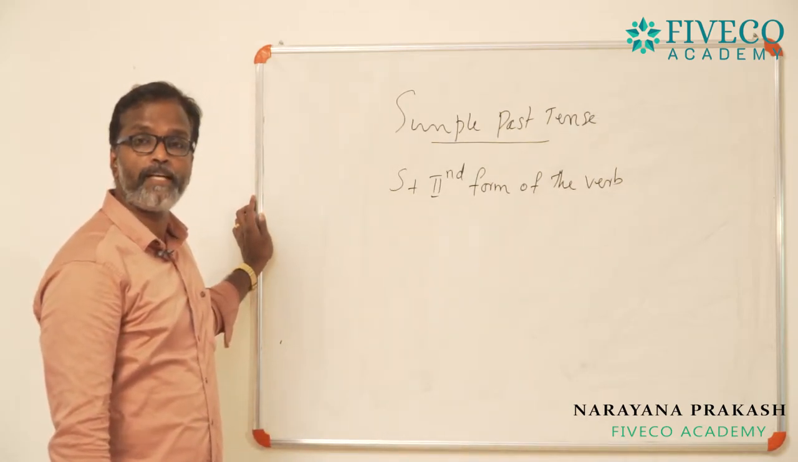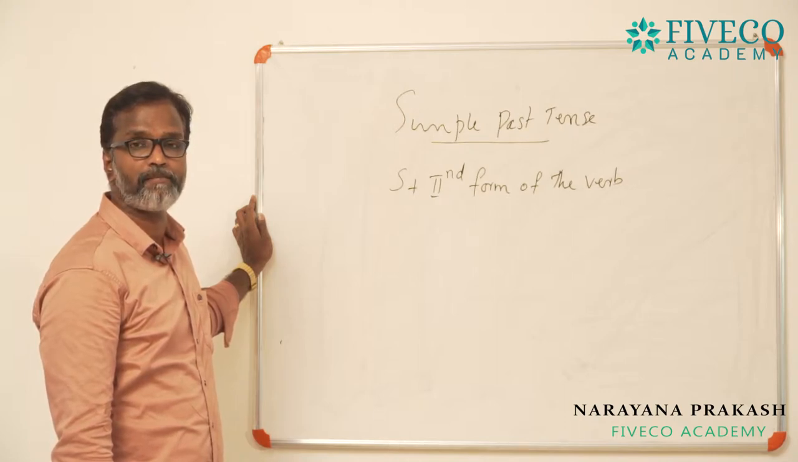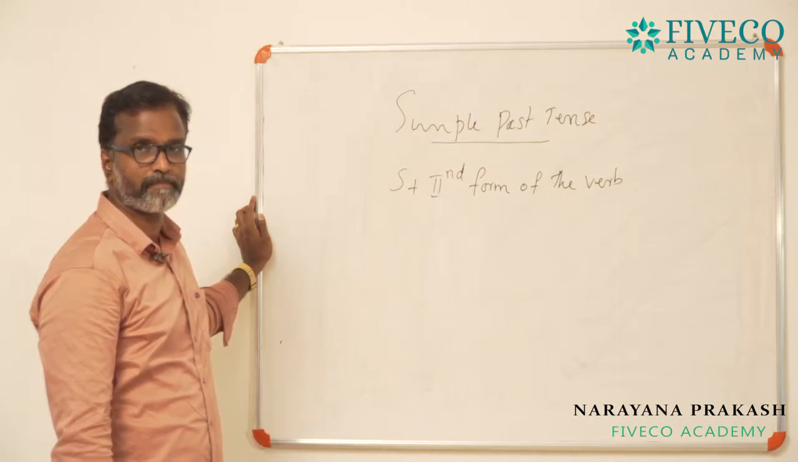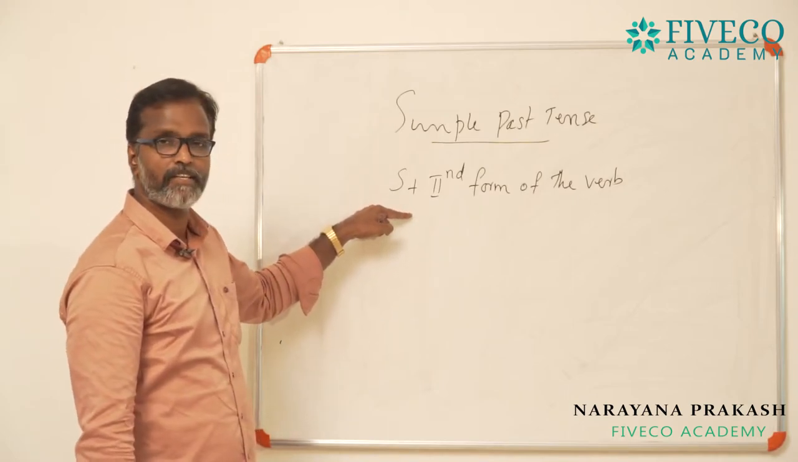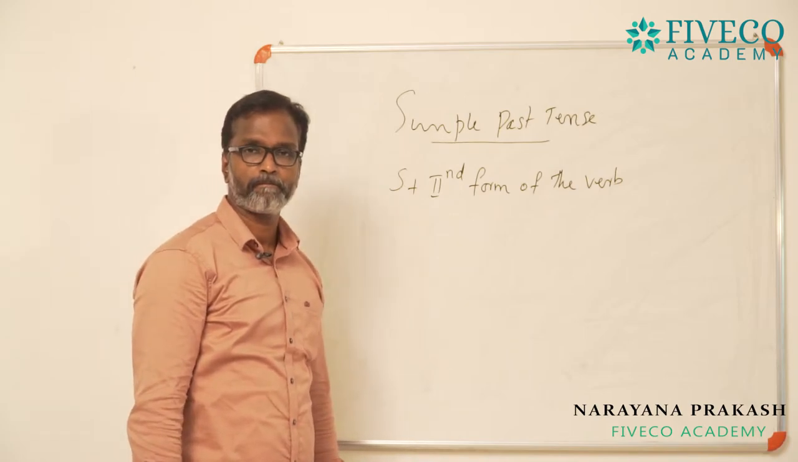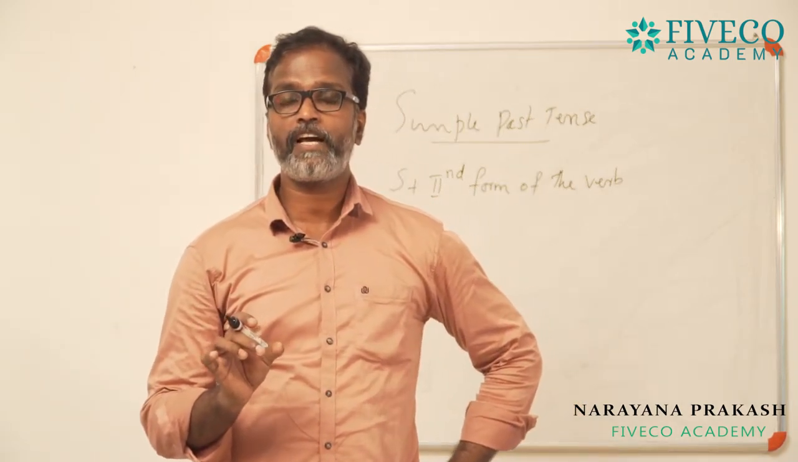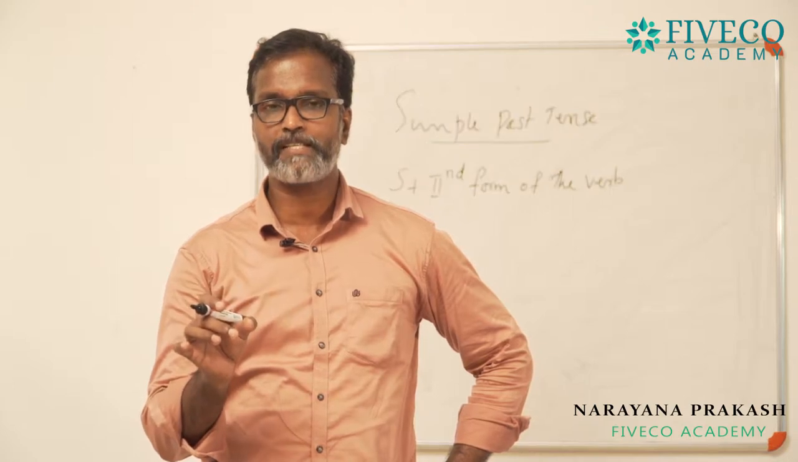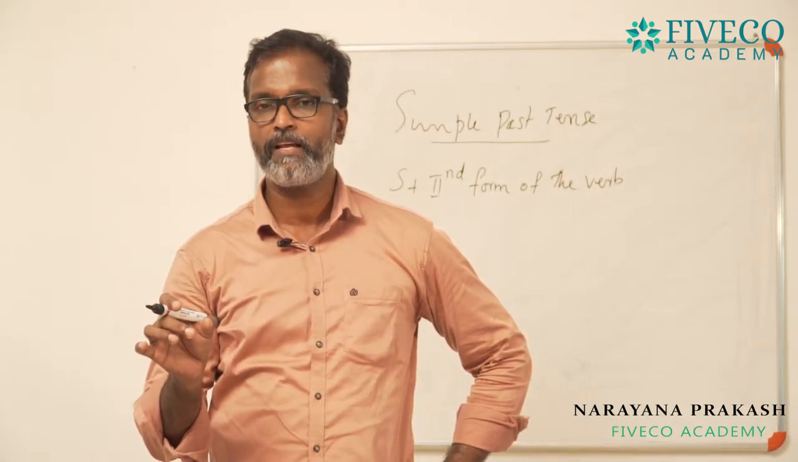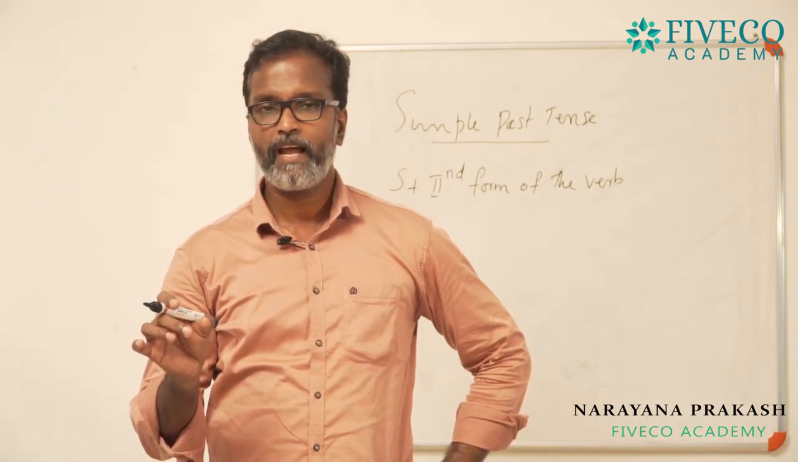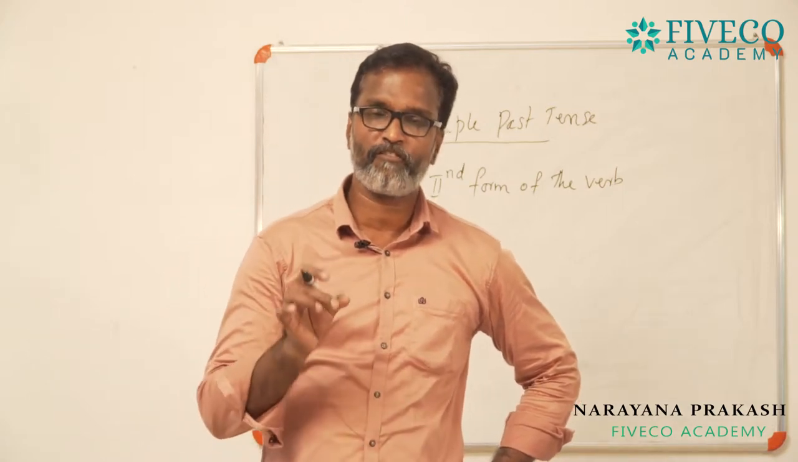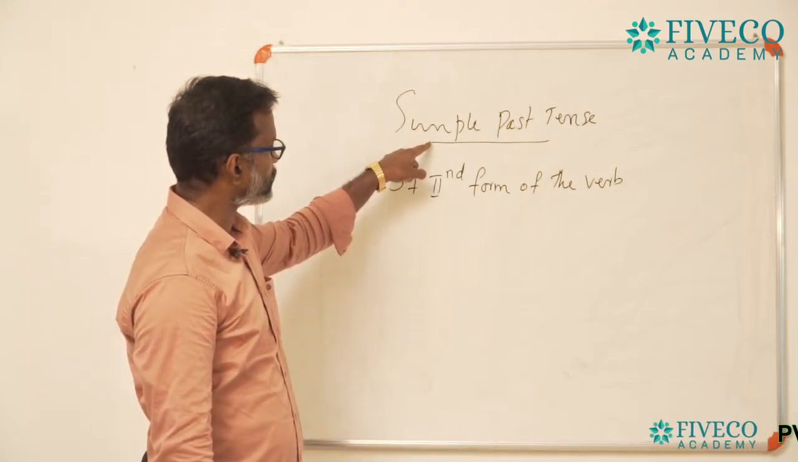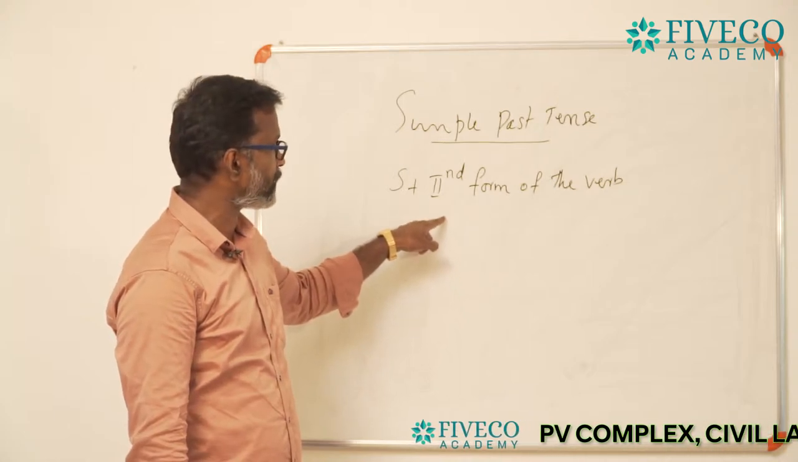I tell you the difference between simple present tense and simple past tense. In simple present tense, you use the first form of the verb. Whereas in simple past tense, you use the second form of the verb. And I told you, the verb will have four forms. The first form is present, the second form is past, the third form is past participle, I mean the ed or en form of the verb, and the last one, the fourth one, is present participle, that is the ing form of the verb. And come to the point, simple past tense, I told you the formula, that is subject plus second form of the verb.